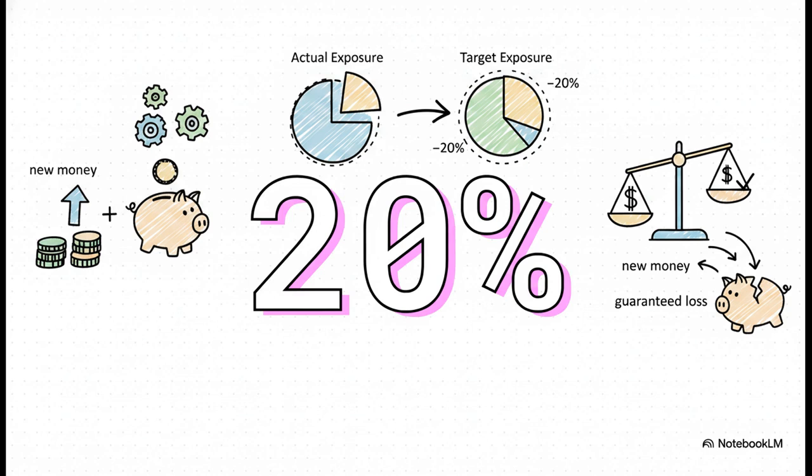Then comes step 4, apply a tolerance rule. Set a target weight for each of your themes. If your actual exposure drifts more than 20% above or below that target, the theme is out of bounds and you need to fix it. But try to fix it with new money first before selling. Selling triggers taxes, and taxes are a guaranteed loss. Selling should always be your last lever, not your first.